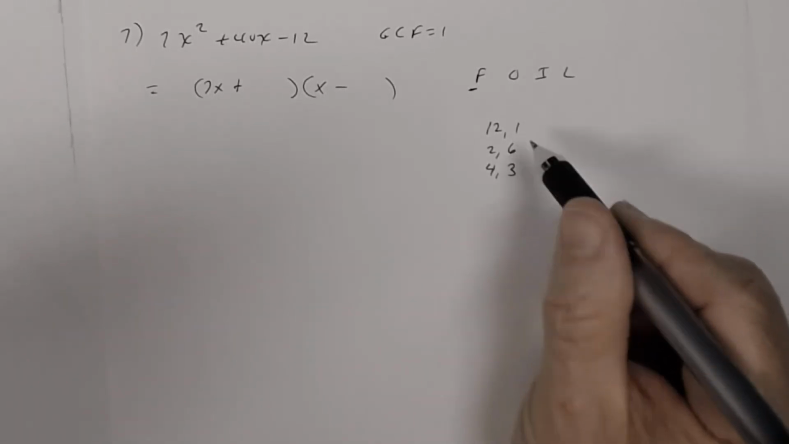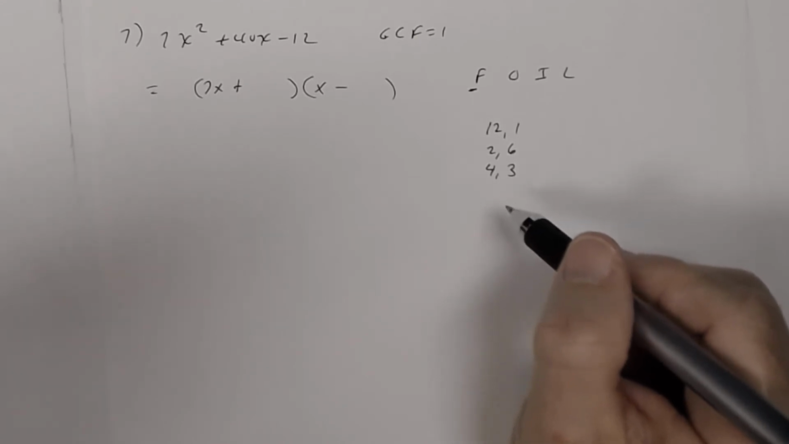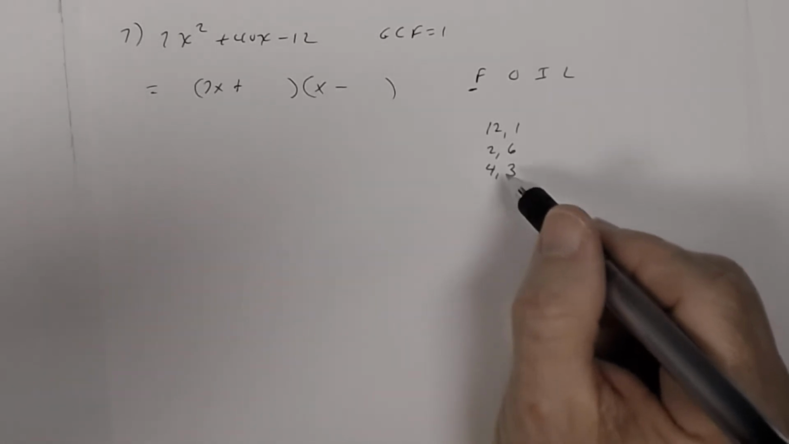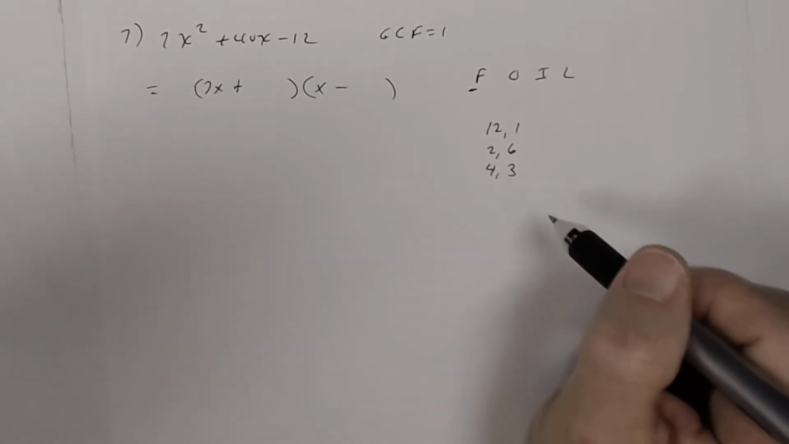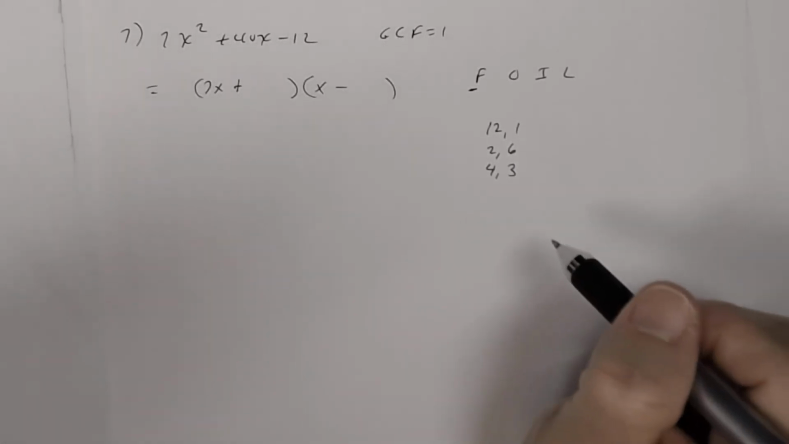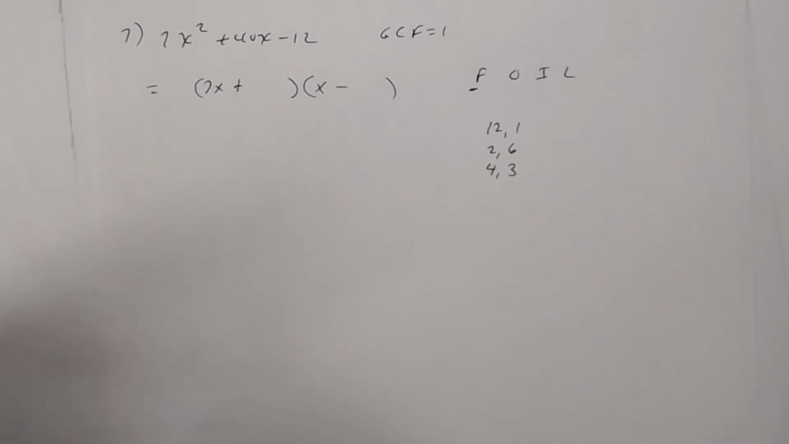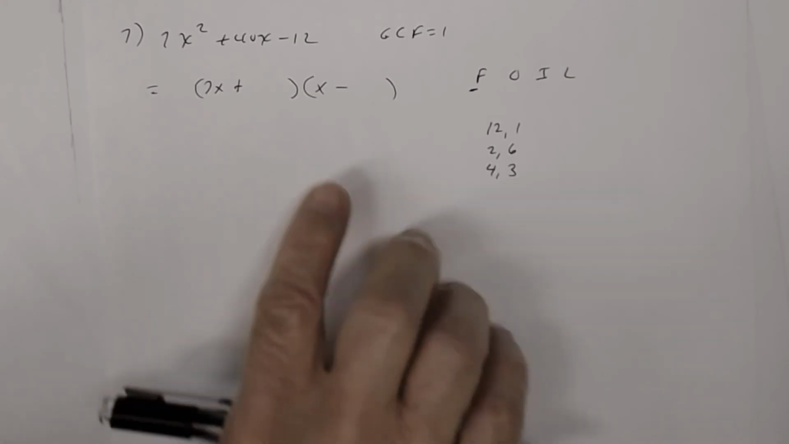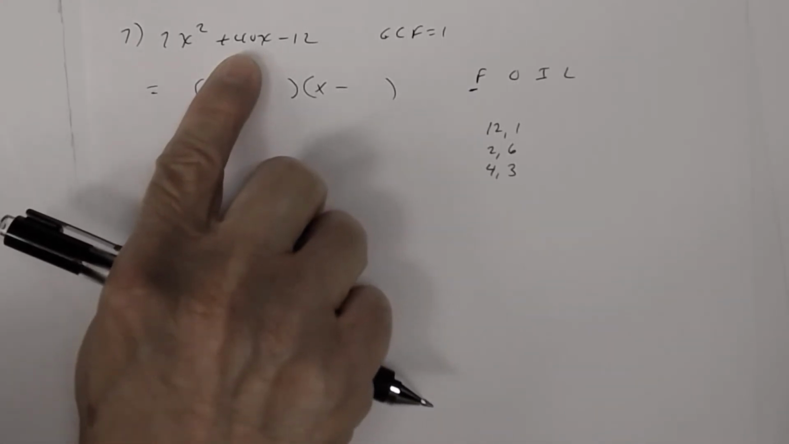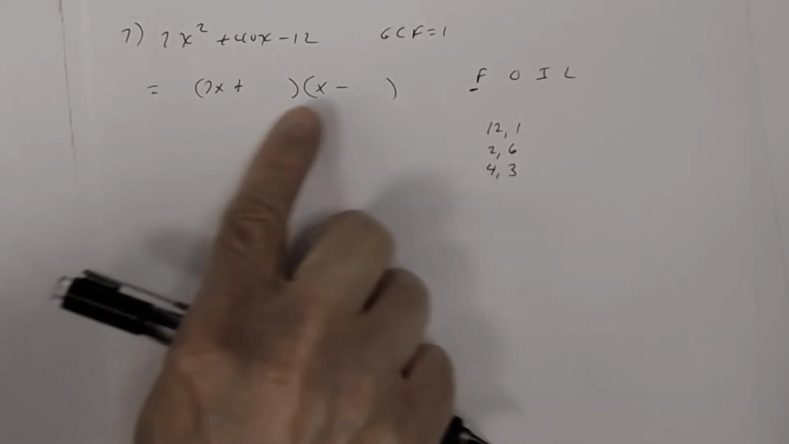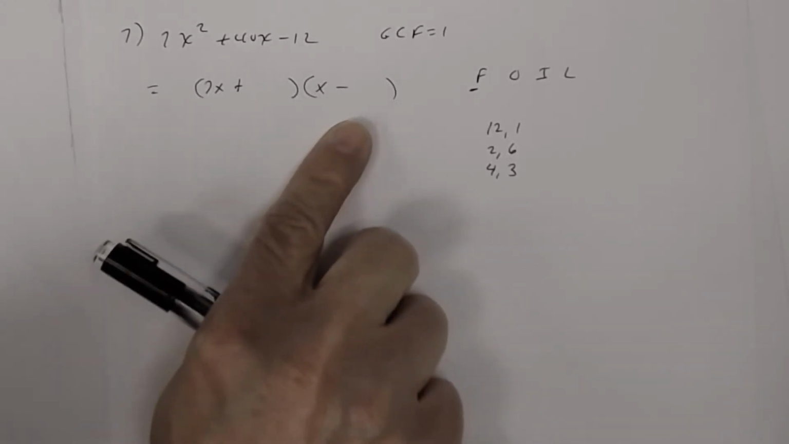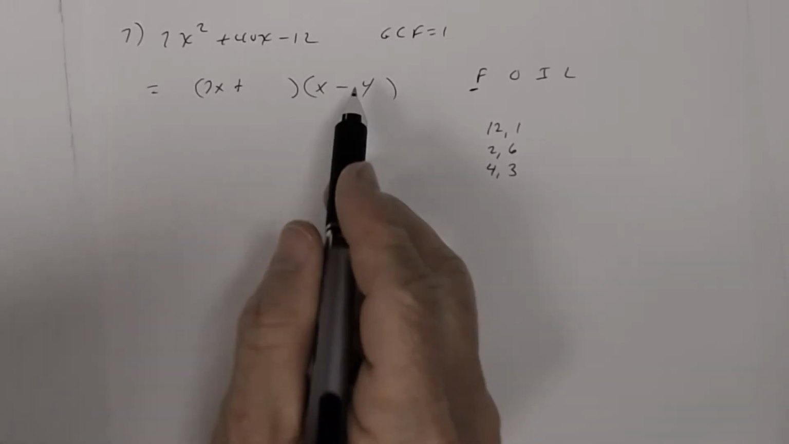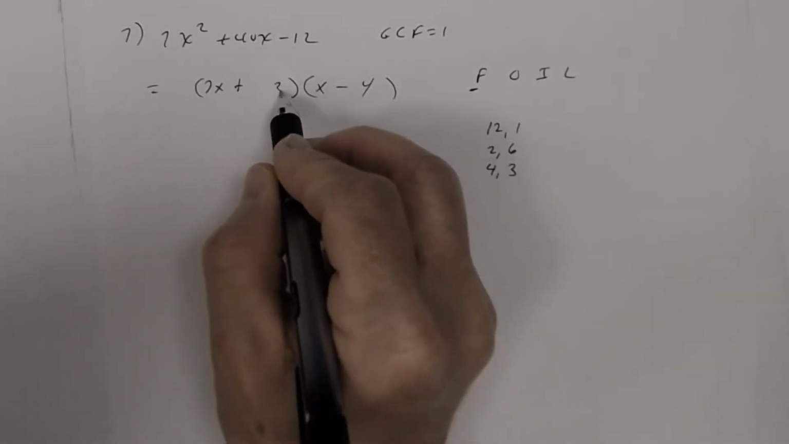Now, of those three pairs, what do you want to try? You want to try 4 and 3 since those are close together on the number line. It may not work. It may be that 12 and 1 works. It may be that 3 and 6 works. All right, let's try 4 and 3 and see what happens. So start being strategic with this. Think about where you can put the 4 and the 3. You see how you want that 40x right here? So you want the outer and the inner to add up to 40x, right? So you may want to put the 4 here to get this to be bigger than the other one, and the 3 here.